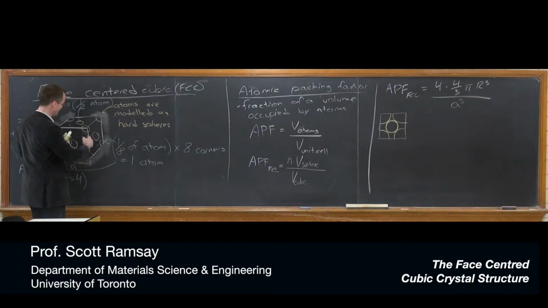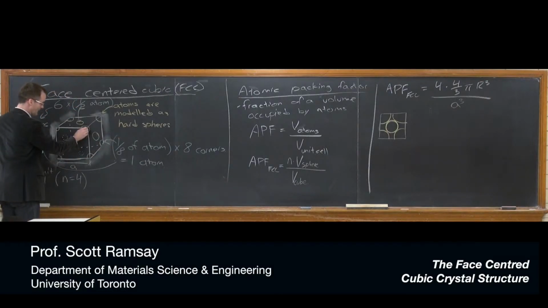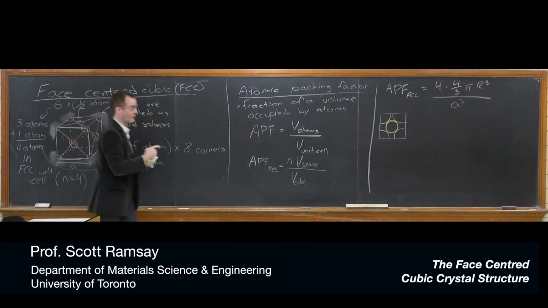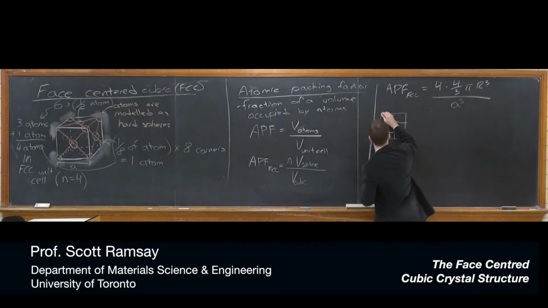So really, I was a little inconsistent here, and I apologize. If these were actually hard spheres, they would be touching across the face diagonals. So I'm just drawing some lines here with the red chalk to show the direction that the atoms are touching. You can see that over here in this two-dimensional sketch that I did. The atoms are touching across these face diagonals.